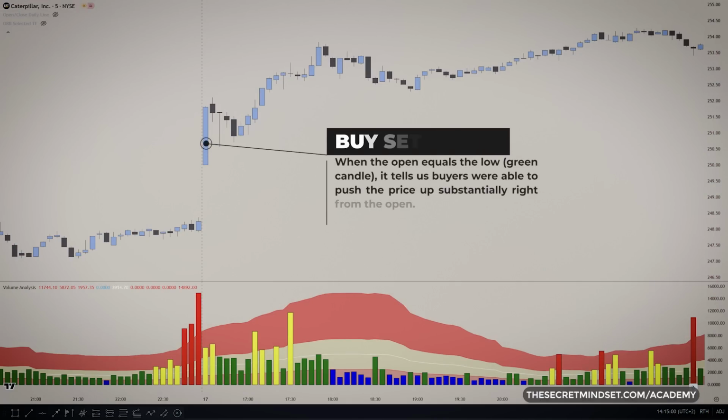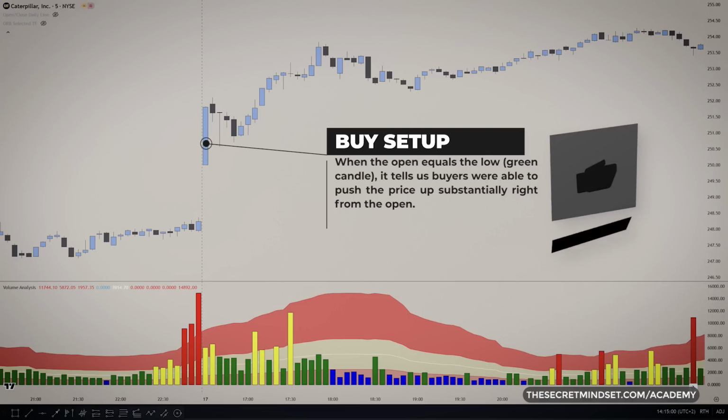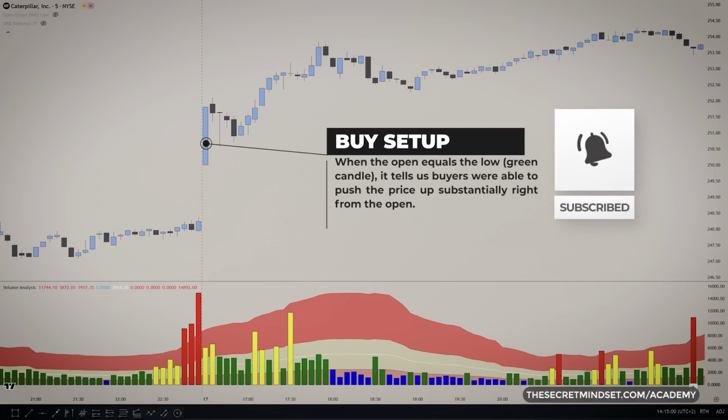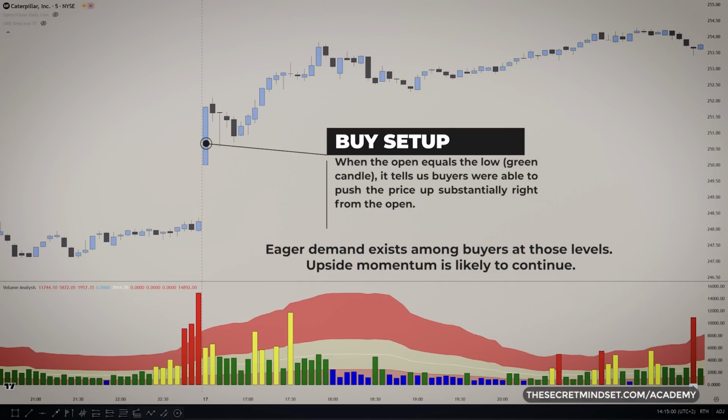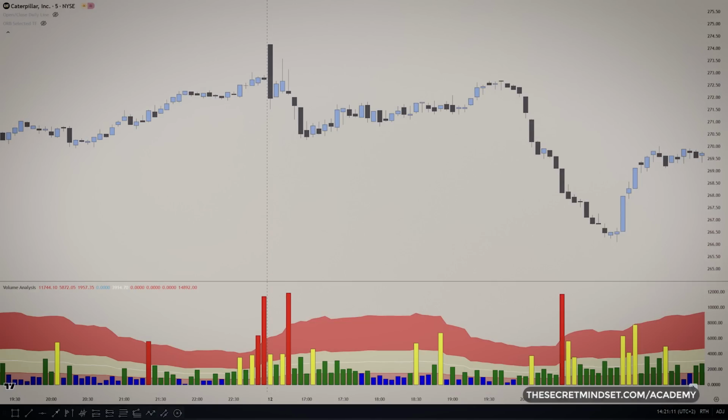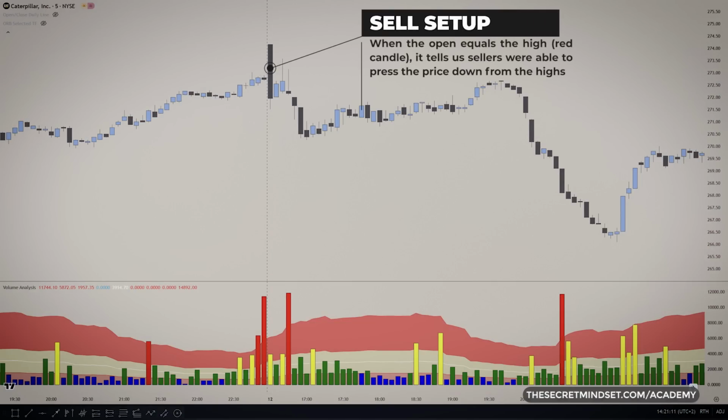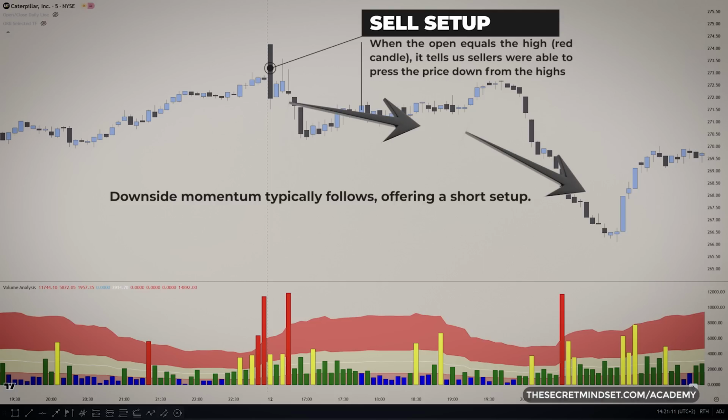Think about it. When the open equals the low, indicated on most platforms by a green candle, it tells us buyers were able to push the price up substantially right from the open. This demonstrates eager demand exists among buyers at those levels. Upside momentum is likely to continue, presenting a high probability buy entry. Conversely, if the open matches the high, denoted by a red candle, it reveals sellers could immediately press the price down from the highs. This shows willingness to sell around those areas. Downside momentum typically follows, offering a short setup.